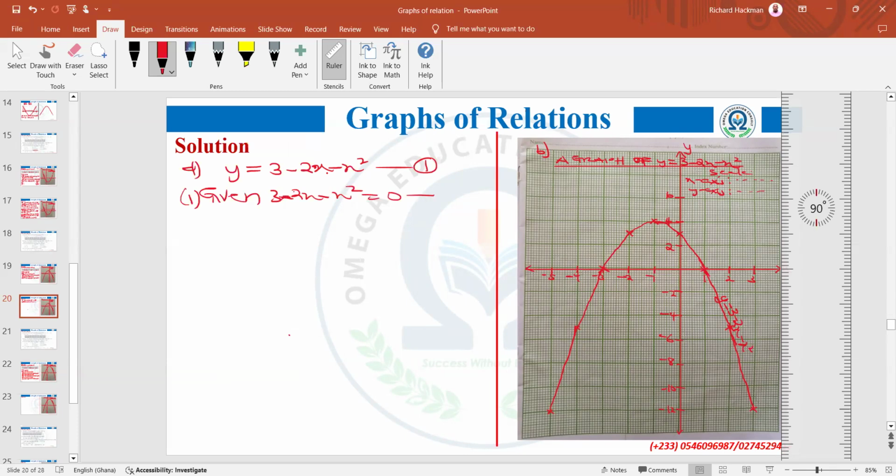So I can label this as my equation 2. Then I will subtract this from the first one. So that will give me equation 1 minus equation 2. That will give me y minus 0, which is y, is equal to 3 minus 3, that will go; minus 2x minus 2x, that will also go; minus x squared minus x squared, that will also go. So I will get y is equal to 0. Is that clear?